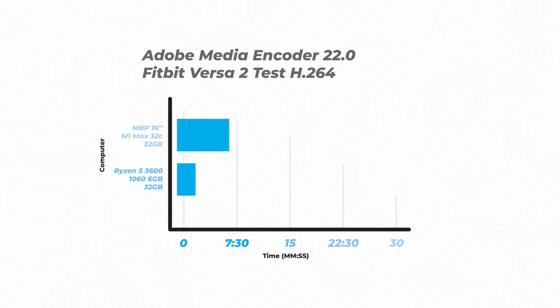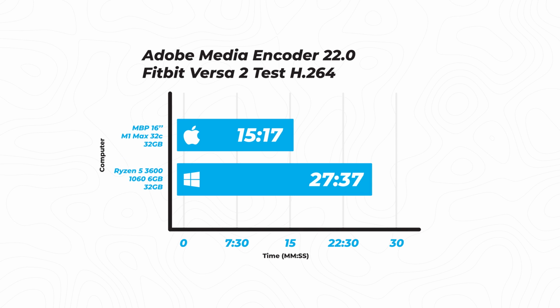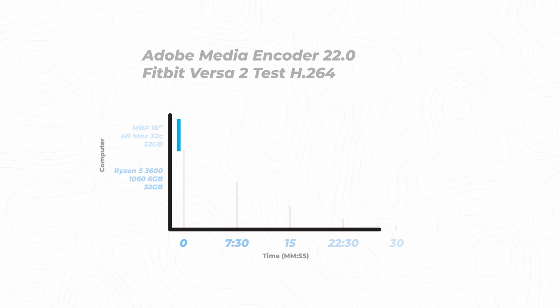The Windows PC came in at 27 minutes, 37 seconds, which means it took around 2 minutes of export time for 1 minute of real-time video. The M1 Max came in at just 15 minutes, 17 seconds for the same project, which is much closer to 1 minute of export time for 1 minute of real-time video.